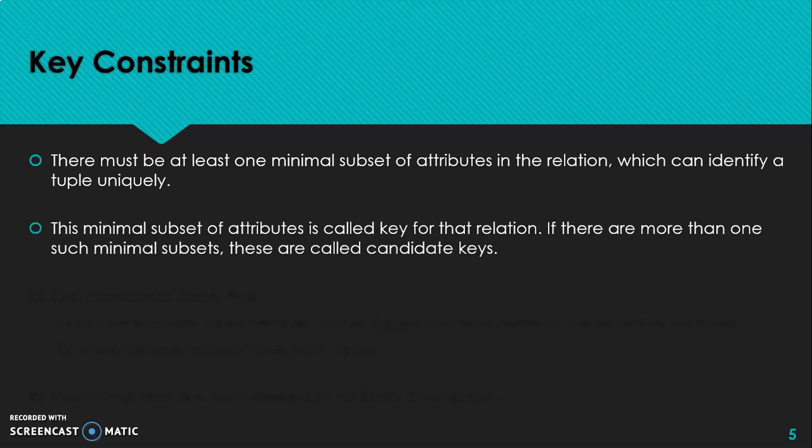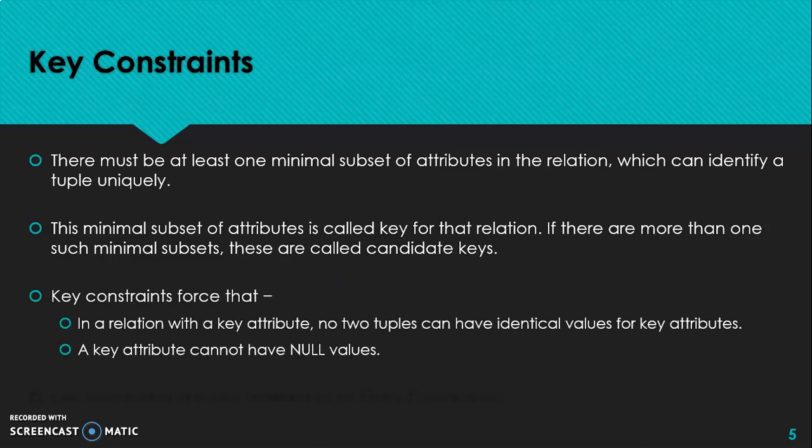This minimal subset of attributes is called a key of that relation. If there is more than one such minimal subset, then these are called candidate keys. So if you have more than one such subset, this becomes the candidate key. The key constraint enforces that in a relation with a key value, no two tuples can have an identical value for a key attribute.